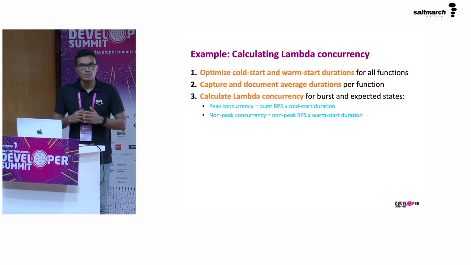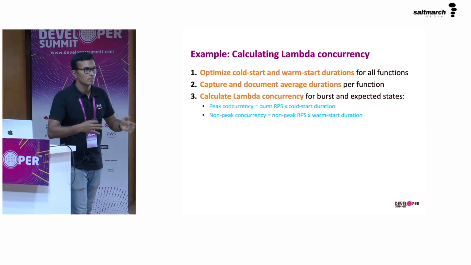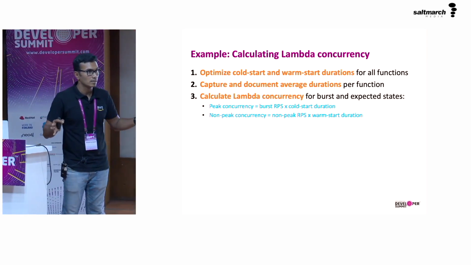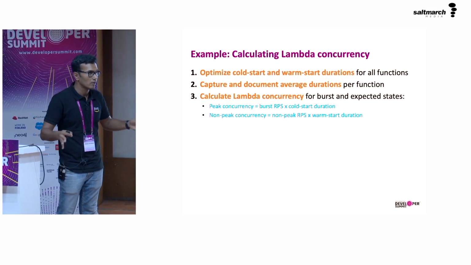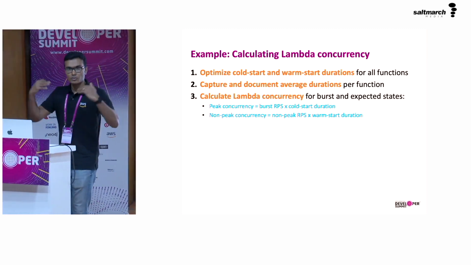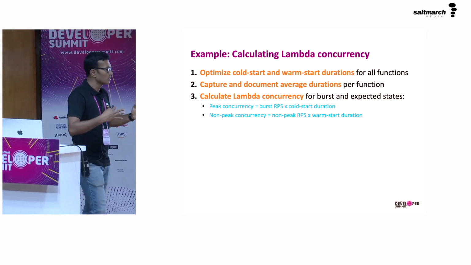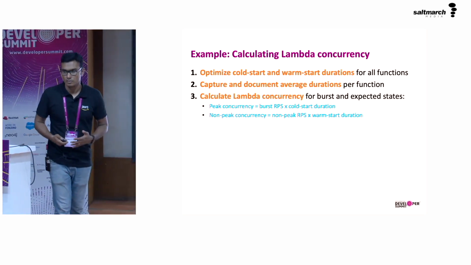Because that will help you work out what happens during the peak, when you get a sudden burst of all of those requests and you don't have any Lambda concurrent execution environment at all. What does your concurrency need look like? And once you have the steady state up and running, what does a non-peak concurrency look like?